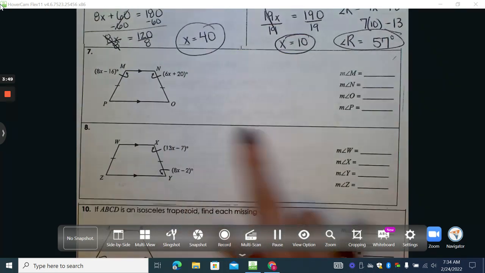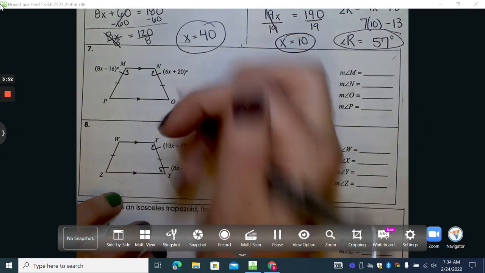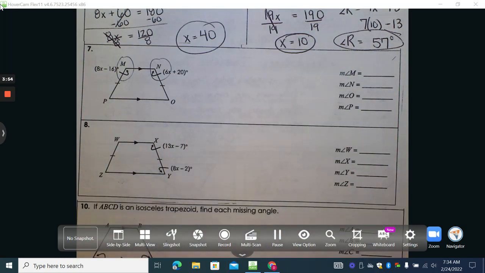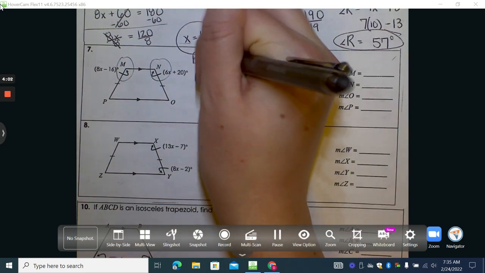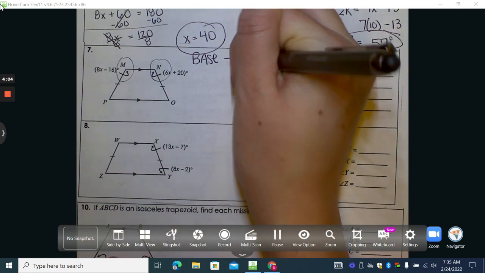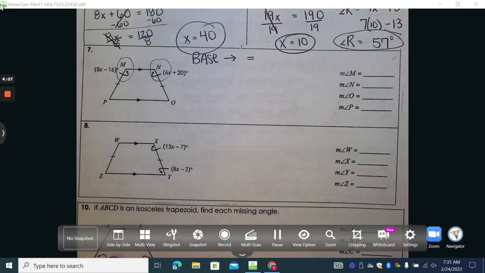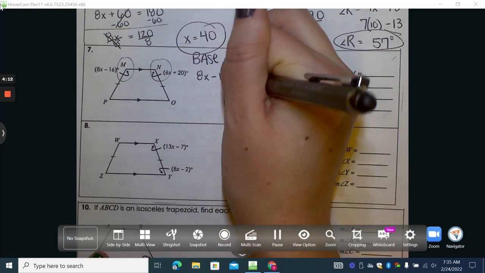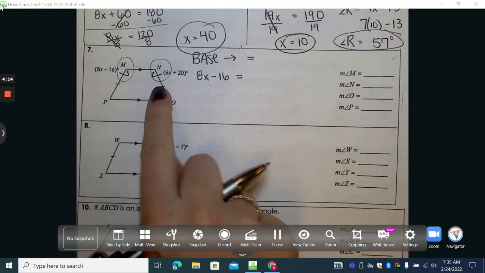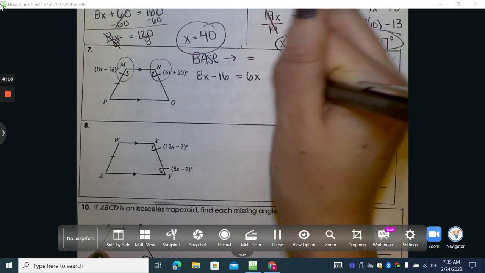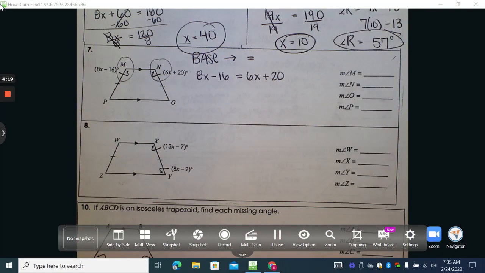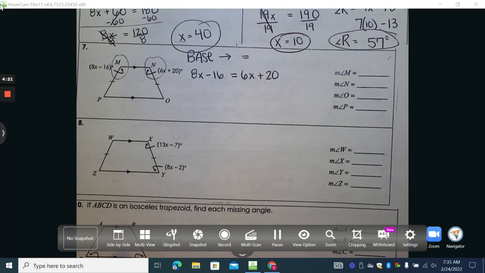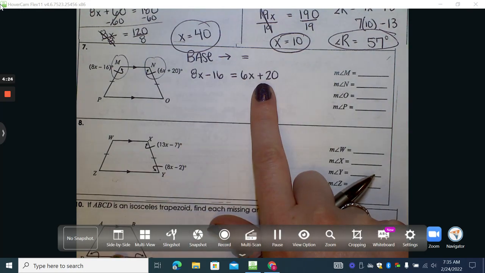Let's do one more example for number 7. Now, number 7, M and N, are these consecutive angles or base angles? These are base angles, which means they are just equal to each other. I'm going to write an equation, 8x minus 16 equal to angle N, 6x plus 20. And I'm going to solve for x. I'm going to get x all on the same side of the equation. So I have an x over here and an x over here.